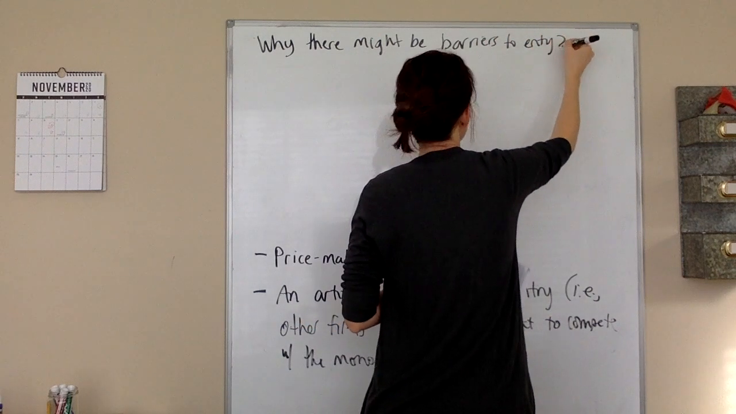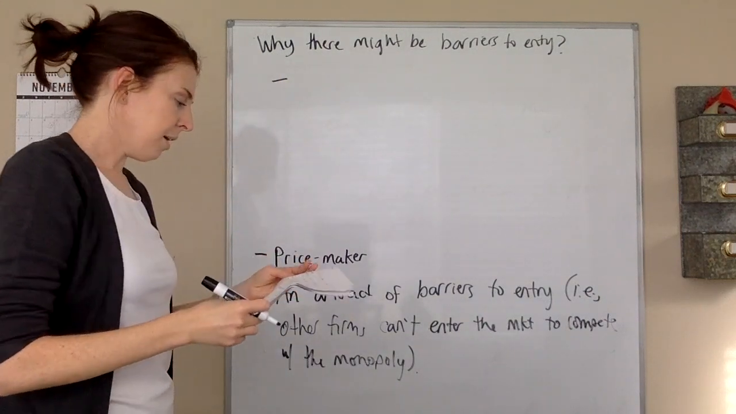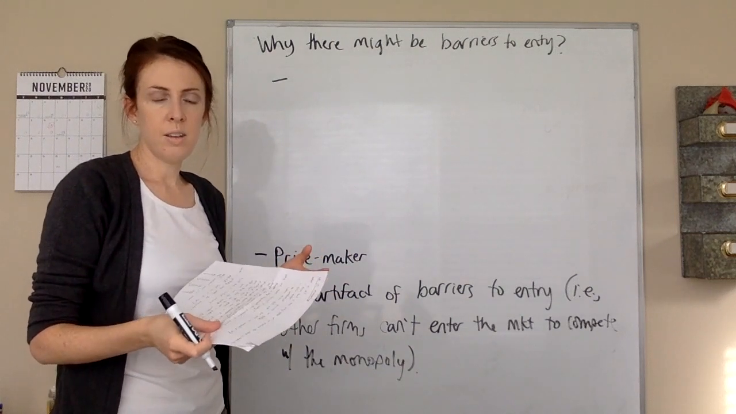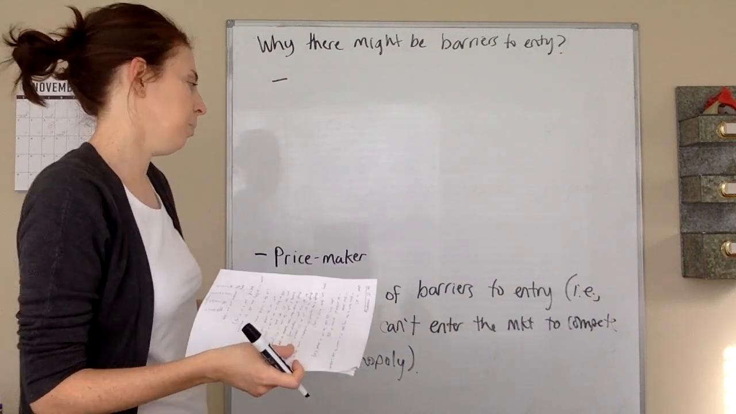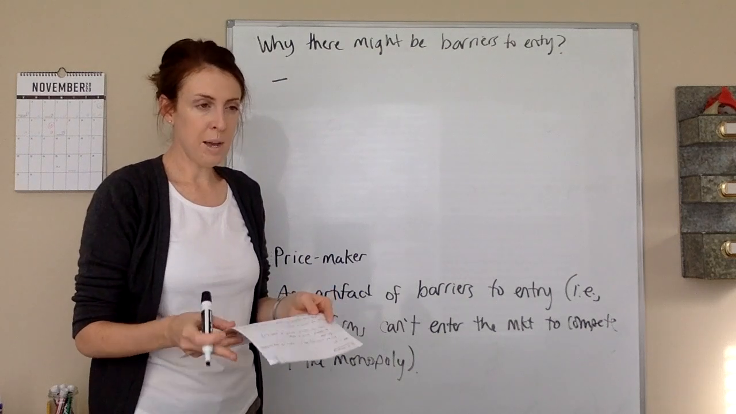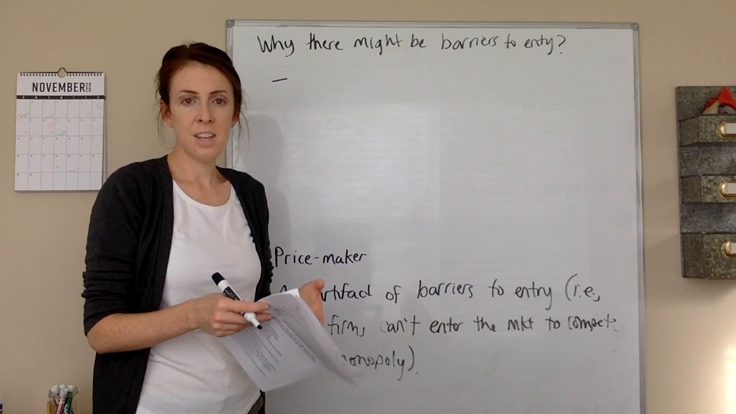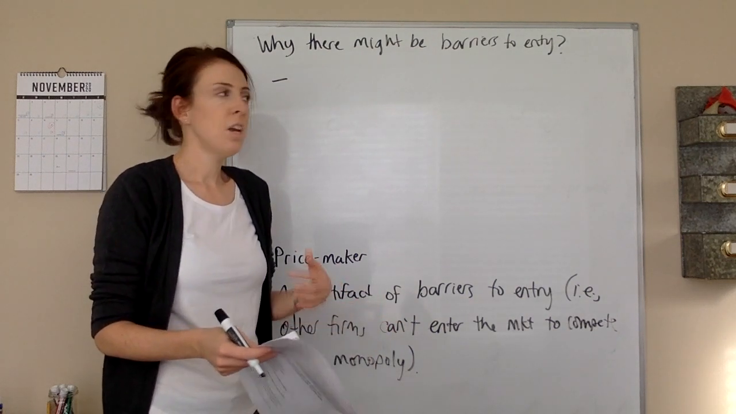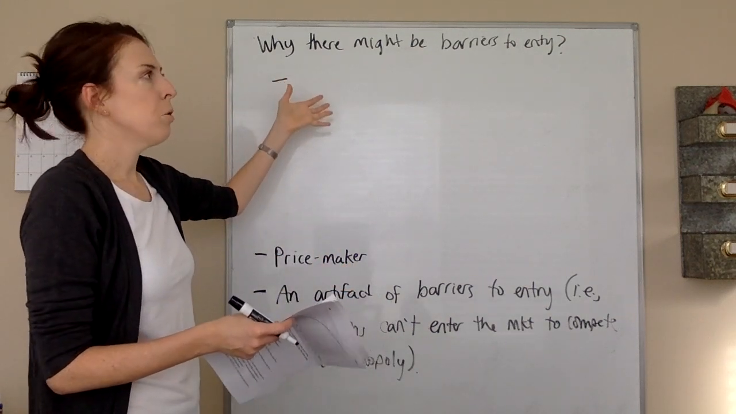Okay, so one possibility is that when you're producing a product or service, you need inputs or ingredients to produce the product. Well, if one firm has exclusive ownership of one of the ingredients, then no one else can make the product because no one else has the necessary ingredients. And so when this arises, you get a monopoly. So what would be an example of this?